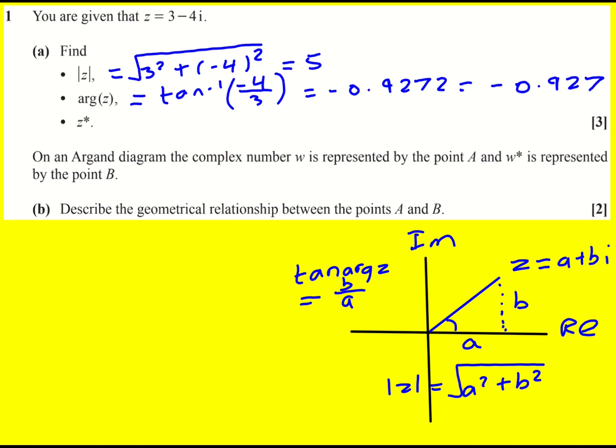So here I'm using the fact that you can define the argument to be 0 to 2 pi. That's one option. Or you could do 0 to pi and then 0 to minus pi.